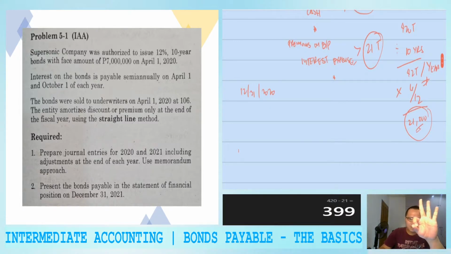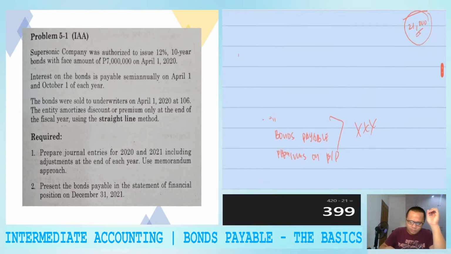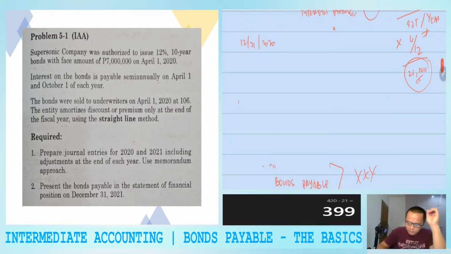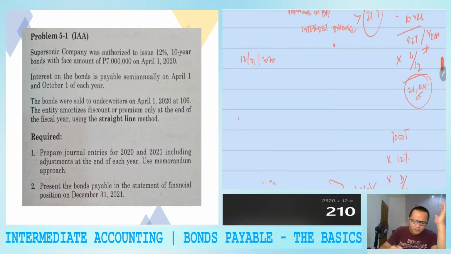So again, that is 3 months. To compute that, 7 million times 12% times 3 divided by 12. Okay? 7 million times 12 times 3 divided by 12. So that is 210,000. Right? That is 210,000. So how are we going to make that entry?